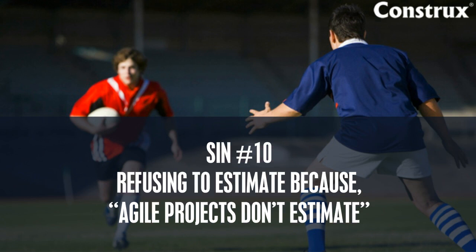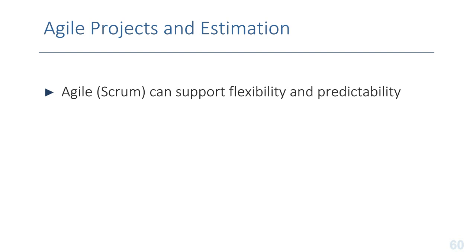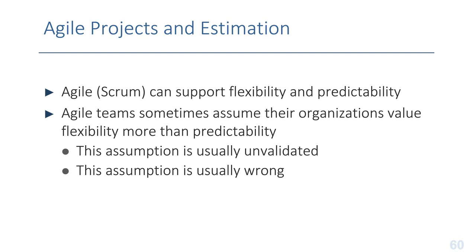All right, the final deadly sin of Agile estimation is sin number 10, refusing to estimate because, quote, Agile projects don't estimate. And I think this is a painful one. What we see is that Agile, in particular Scrum, has a great ability to support flexibility and predictability at the same time. And I think because of the term Agile, which really speaks more to flexibility than predictability, Agile teams sometimes assume that their organizations value flexibility more than predictability. And in my experience, this assumption is usually unvalidated and it's usually wrong.